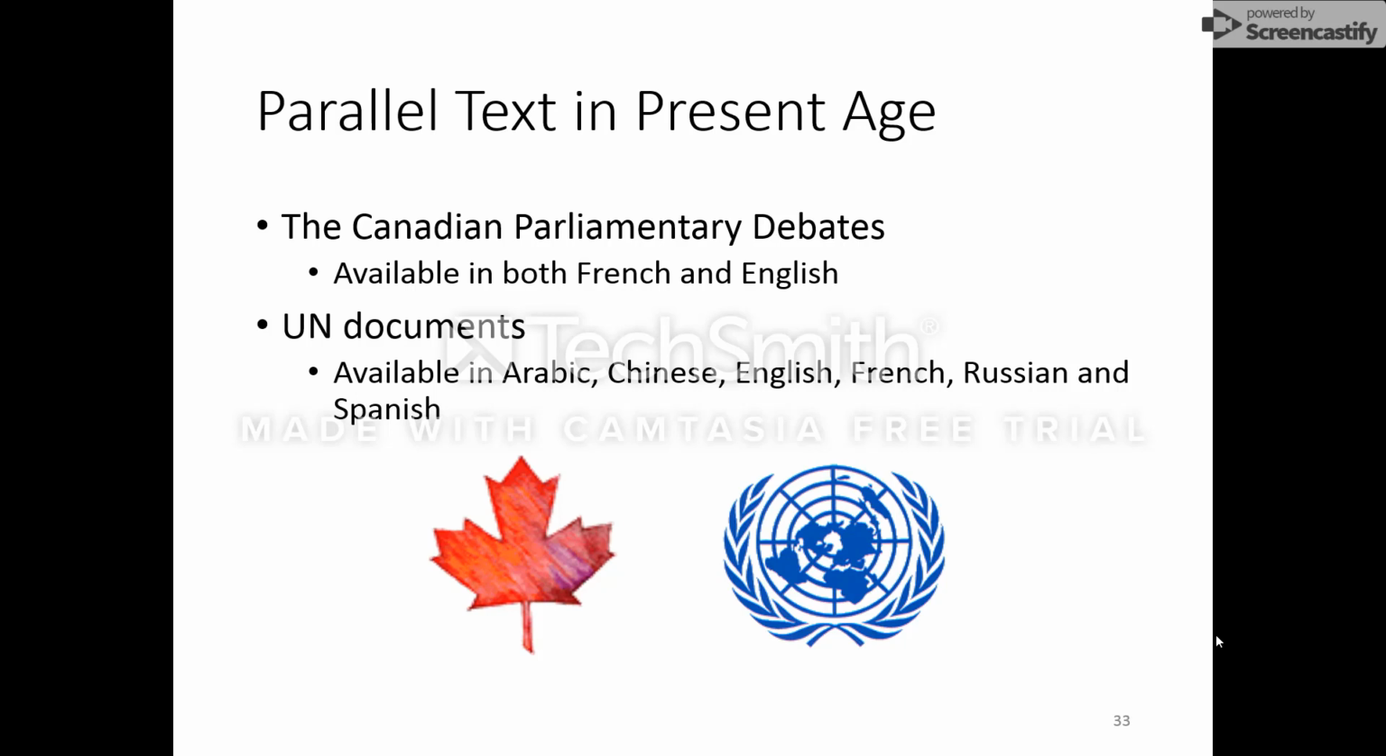So you have parallel text in the present age from various sources, and two of these sources are the Canadian Parliament and the UN documents. With that, we will go to CQA retrieval in the next part of the video, where we will look at techniques for CQA retrieval, and the building blocks that people have used in order to build them. But this part of the video ends here.